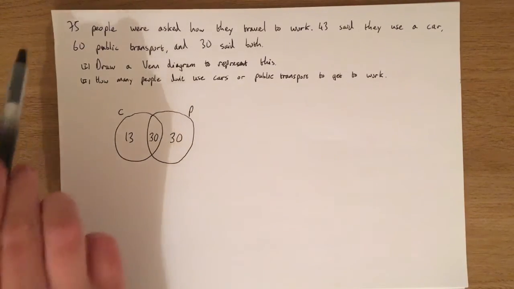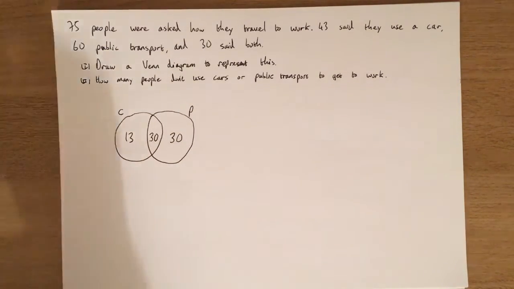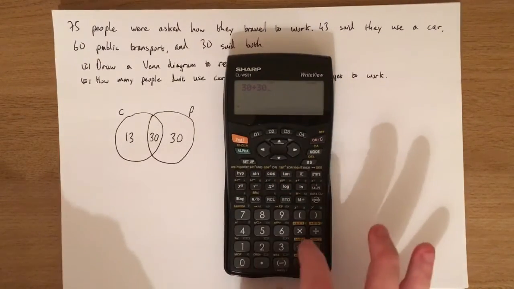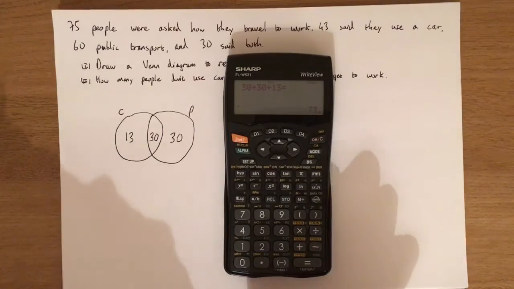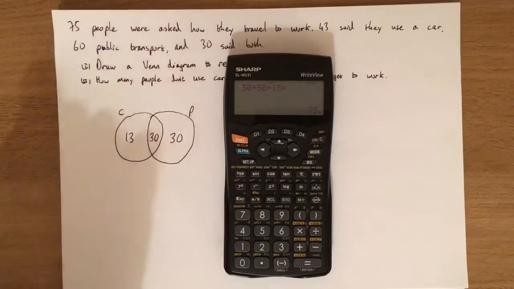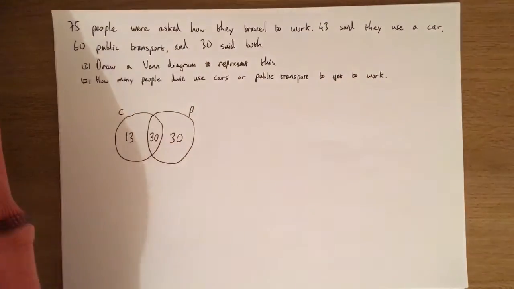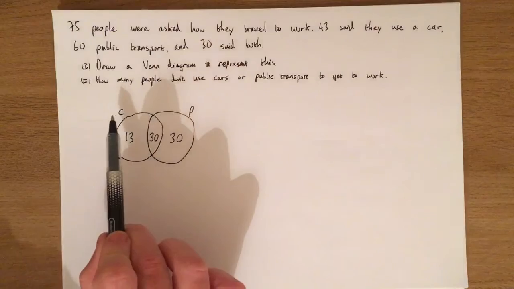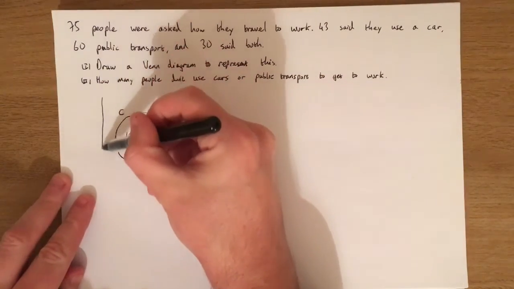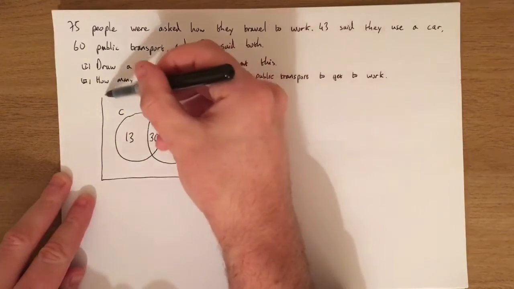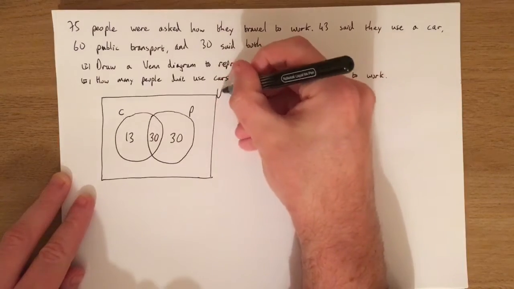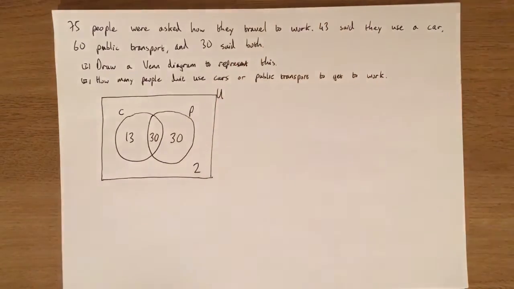Now, 75 people were asked, how many people do I have on my correctly done Venn diagram here? It's 30 plus 30 plus 13. I've got 73 people. So 75 people were asked, and I've only got 73 on the Venn diagram. So there must be two people that don't use a car or public transport to get to work. So I'm going to do my universal set. And I'm going to put two people out there.